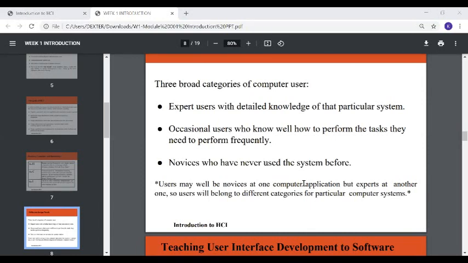Then we have the last one, the novice, who has never used the system before. A novice in a broad sense denotes a person who is new or inexperienced in a certain task or situation. In this sense, the label embraces other labels like beginners or new users of the system. A novice user is not familiar with the system operation.